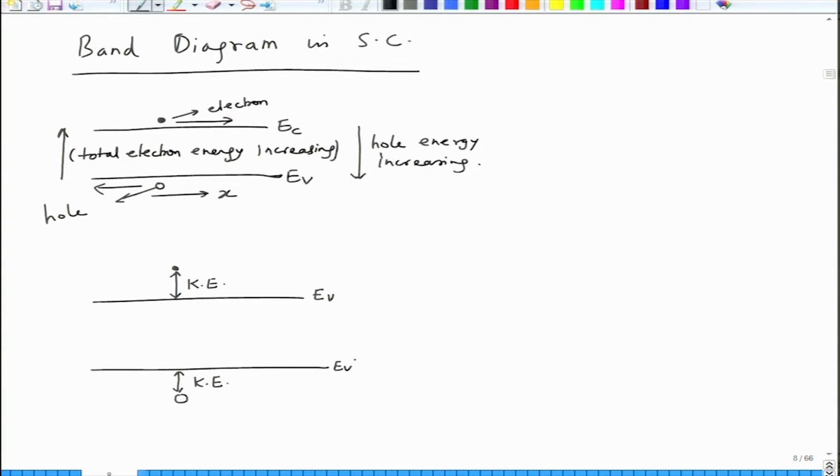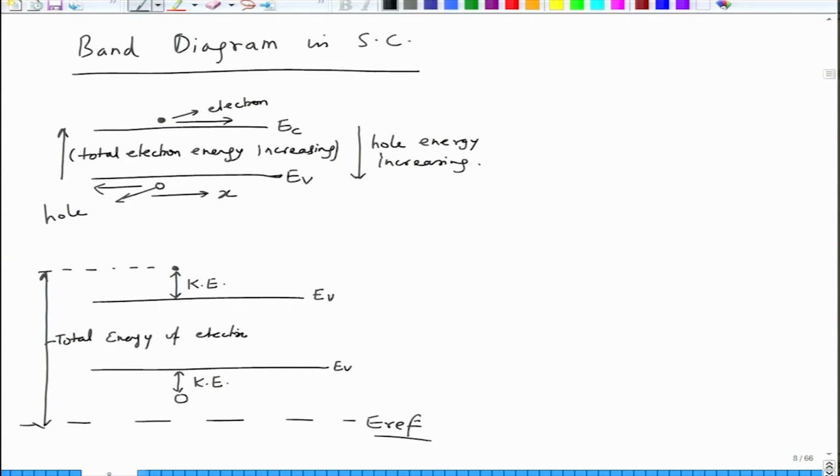So if you want to now measure, for example, with respect to electron, so this is the energy level at which electron is, and let us say you have a certain reference energy level, E ref. Then the potential energy of electron will be equal to, so this is the total energy of electron, out of which this is the potential energy contribution and this is the kinetic energy contribution for electron.